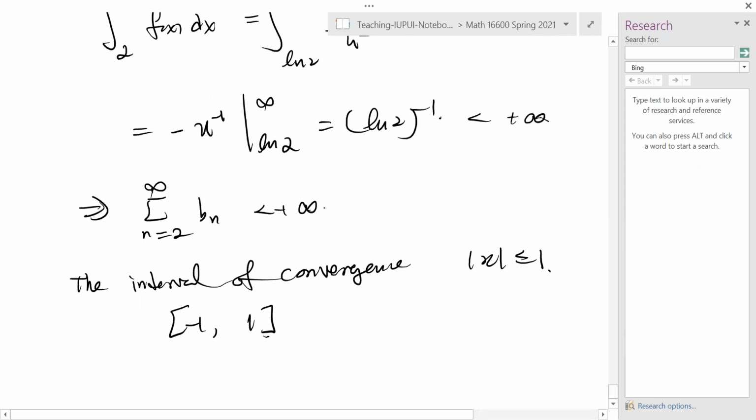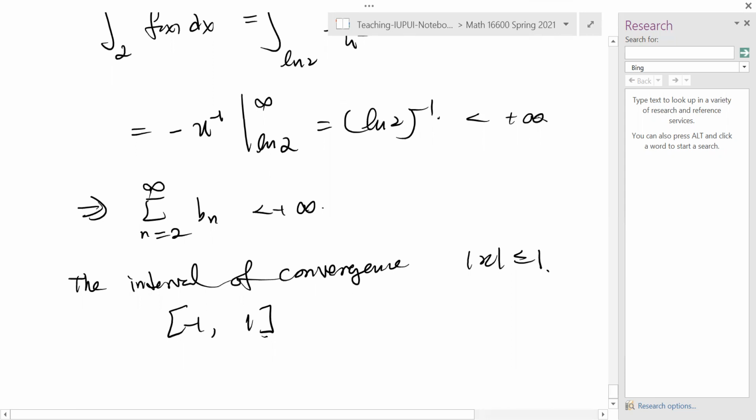That's it. The power series is just a special series. But you have to use all the methods we learned to determine the interval of convergence. If you just want to determine the radius of convergence, probably just use the ratio test and the root test.